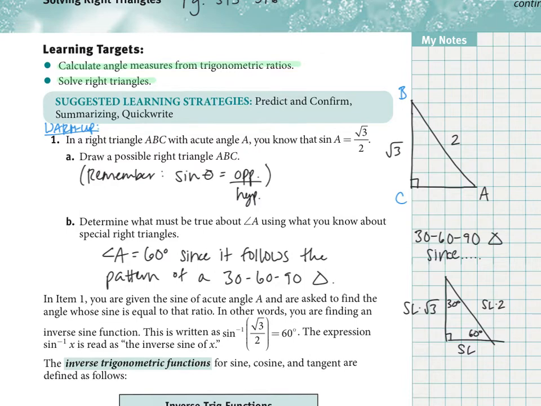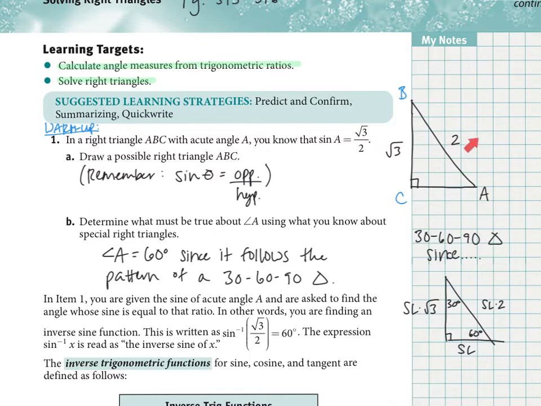So now, reviewing what we saw last week and the week before, we have some special triangles that we like to look at, 45-45-90 degree triangles, as well as 30-60-90 degree triangles. We know there's a certain pattern with 30-60-90 degree triangles. If we have our short leg, our long leg will be the short leg times root 3, and our hypotenuse will be the short leg times 2.